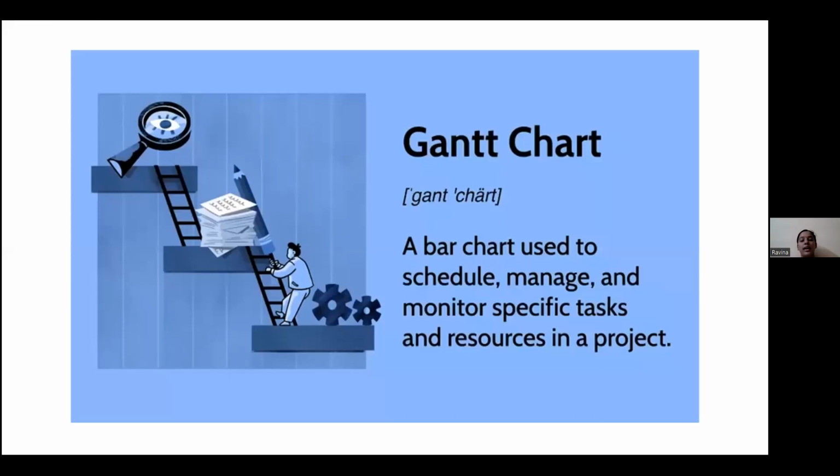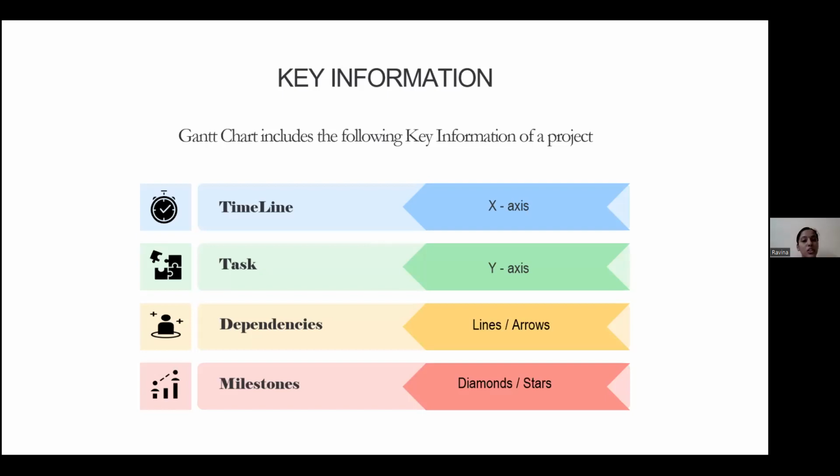Here comes a Gantt chart. The best definition for a Gantt chart is a bar chart used to schedule, manage, and monitor specific tasks and resources in a project. The key information we extract from the Gantt chart is the timeline, which is represented on the x-axis, and the tasks, which are represented on the y-axis, and the dependencies are shown as lines and arrows. We're going to see what dependencies are and how they are shown in the upcoming slides. And the milestones are represented as diamonds and stars.